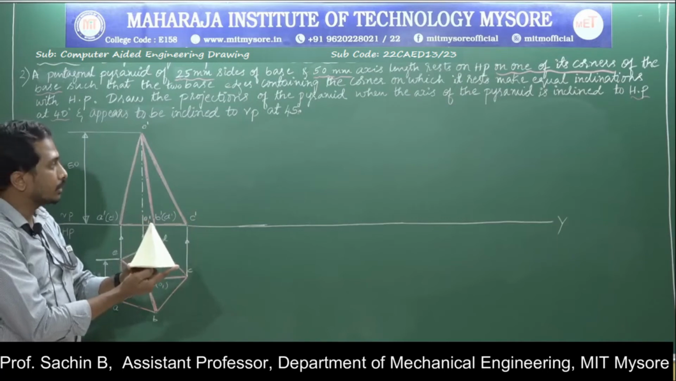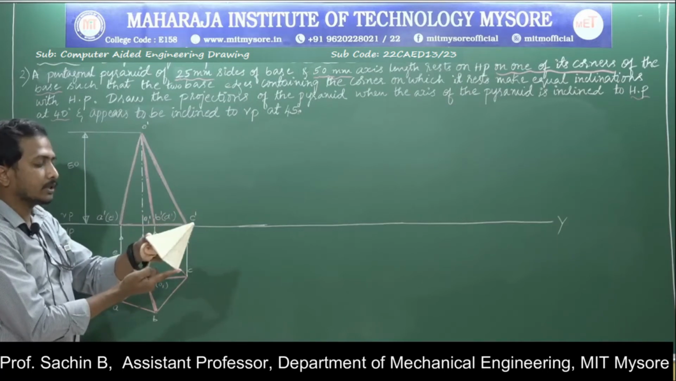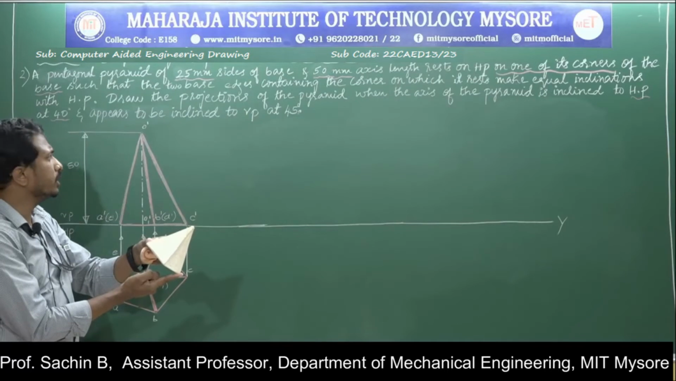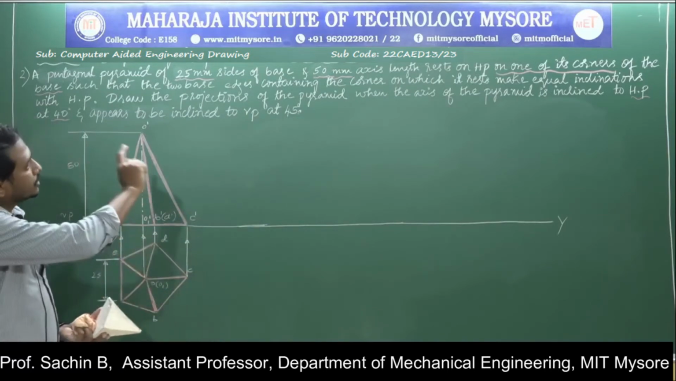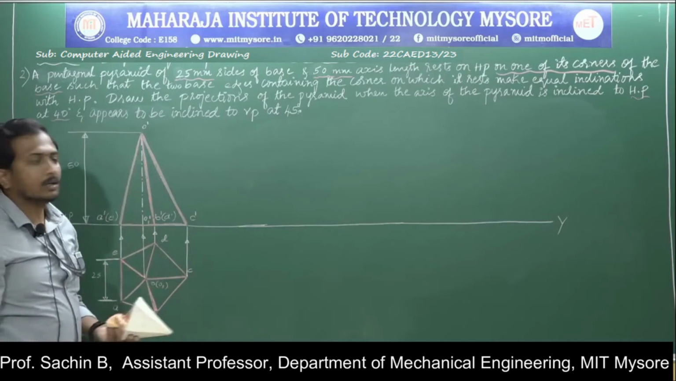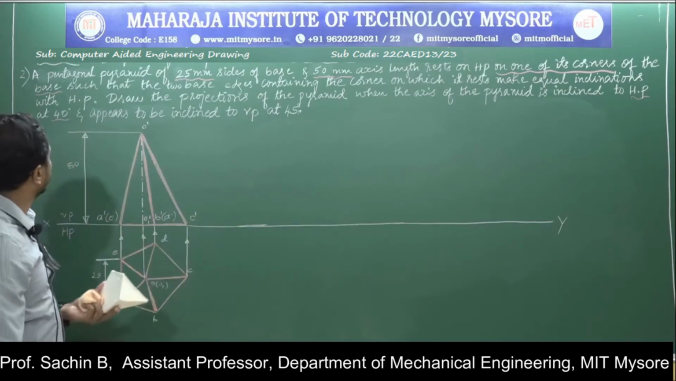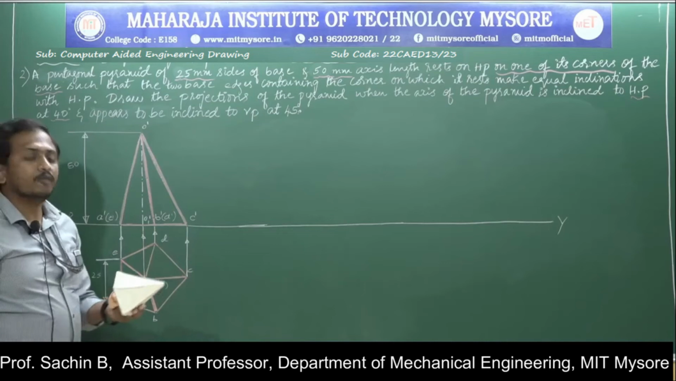Now, according to the problem, I am just tilting the object to the required angle. There in the problem, in the last sentence, they have given: draw the projections of the pyramid when the axis of the pyramid is inclined to HP at 40 degrees.